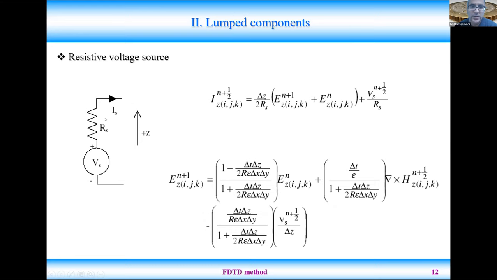We can also model a resistive voltage source. So instead of having just a resistor here, we also have a DC voltage source. And so we have the same equation as before, plus this term, which is due to the voltage. We just have to use Kirchhoff's law here to get this equation. Now we introduce this in the current density, which we introduce in Ampere's law, and resolving this equation, we get the new equation for the update of EZ. All this part is the same as with the resistor, but we have this additional term, which is due to the voltage, Vs. So in one cell, it is possible to modelize a voltage source with a resistor.